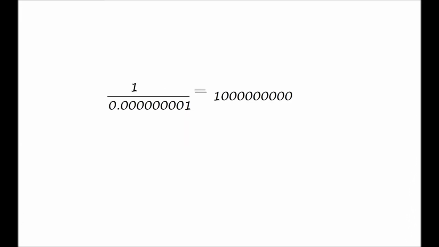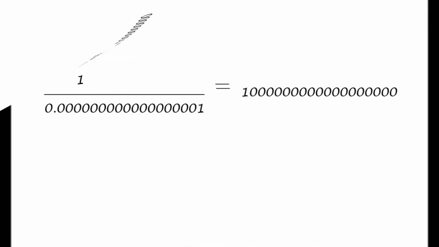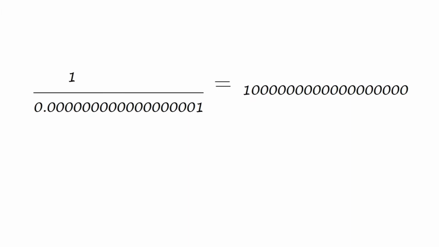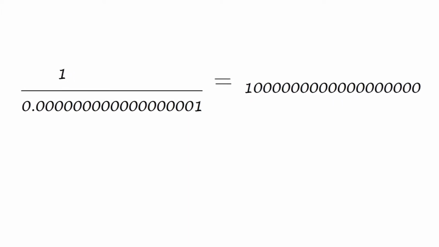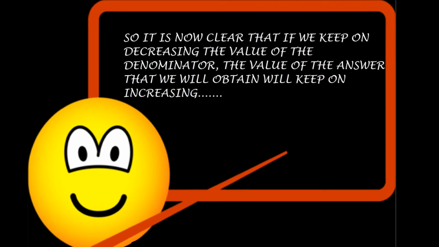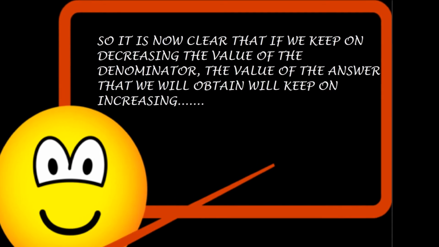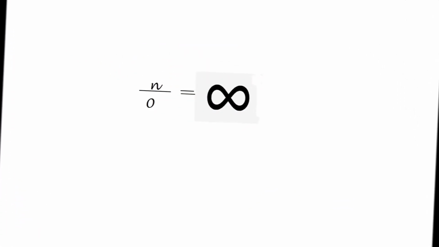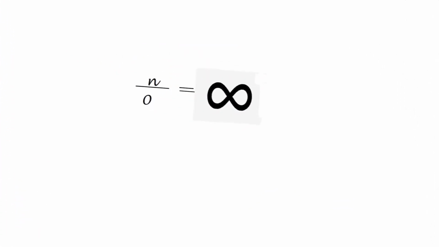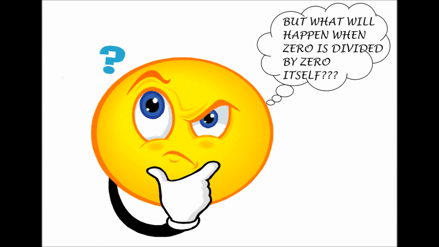To understand this, let's take the simplest natural number, that is 1. Dividing 1 by something which is very small leaves us with a large number. Dividing 1 by something which is super close to 0 leaves us with an even larger number. So it is now clear that if we keep on decreasing the value of the denominator, the value of the answer that we obtain will keep on increasing. Therefore, we assume that if we divide by something which is very small, I mean 0, we will receive something which is infinitely large. But what will happen if we divide 0 by itself?